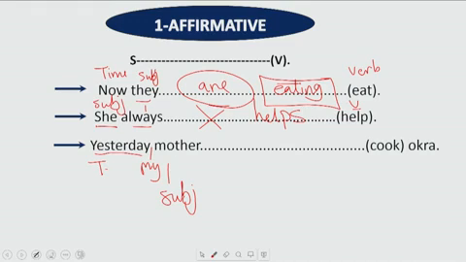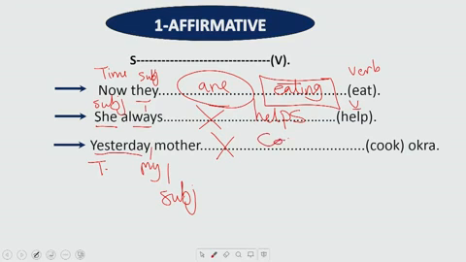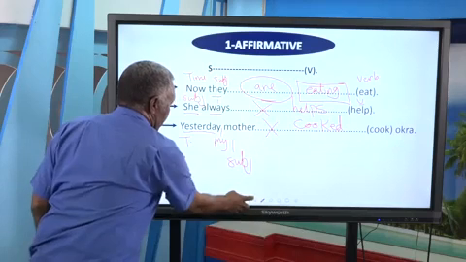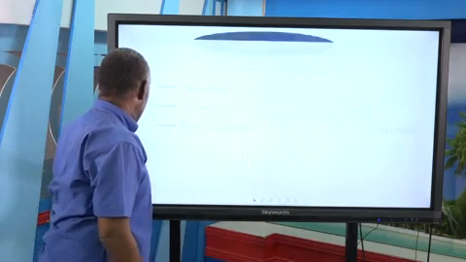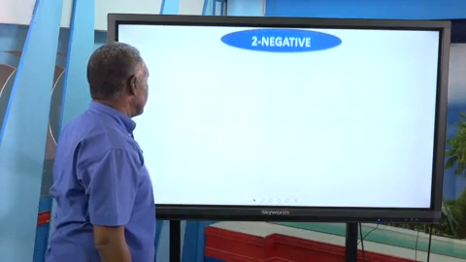Okay, we do not use did here. We use no helping verb. And do you remember the ordinary verb? For an ordinary verb, the verb must be written in the past. Past of cook, cooked. Ed, cooked. Okay, this is the past form of the verb.